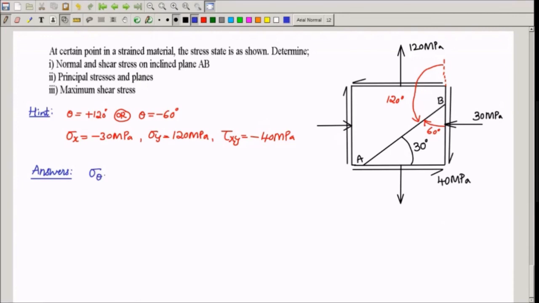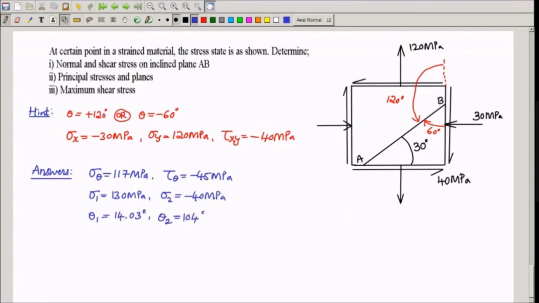You should get sigma theta as 117 MPa, tau theta as minus 45 MPa, sigma 1 as 130 MPa, sigma 2 as minus 40 MPa, theta 1 as 14.03 degree, theta 2 as 104 degree, maximum shear stress as plus or minus 85, and theta tau max as minus 29 degree approximately. Find out the exact value.